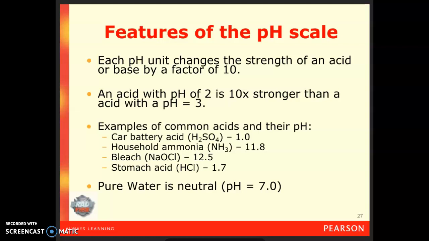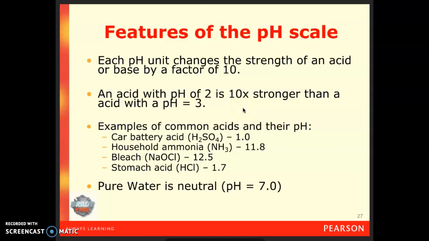Now let's take a look at some features of this pH scale. Each pH unit, because it's a logarithmic scale, will increase the strength of the acid or the base by a factor of 10. And what we mean by that, let's consider a pH of 2. If an acid has a pH of 2, we know that that acid is 10 times more acidic, 10 times stronger an acid than an acid with a pH of 3. And a substance with a pH of 3 is 10 times more acidic than a pH of 4.